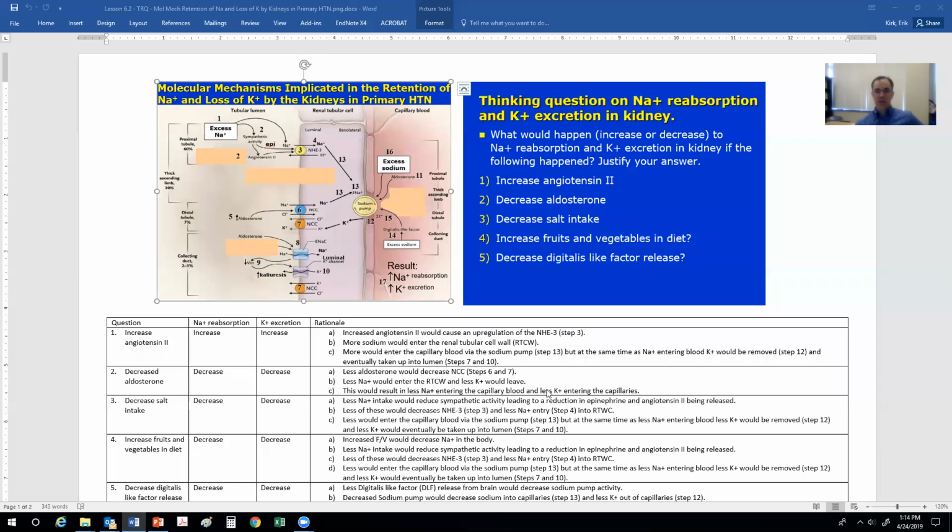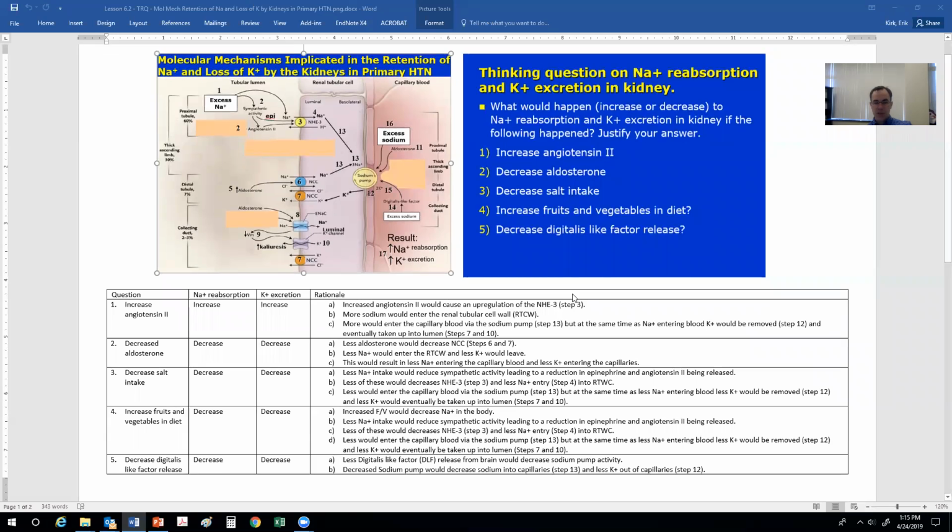All right, so these are the thinking review questions related to sodium reabsorption and potassium excretion in the kidneys. It's important for you to do these ahead of time so you have good practice and make sure you understand them. But again, here is the pathway, and here are the questions. I've listed the question along with what happens with sodium reabsorption, potassium excretion, and then the rationale.